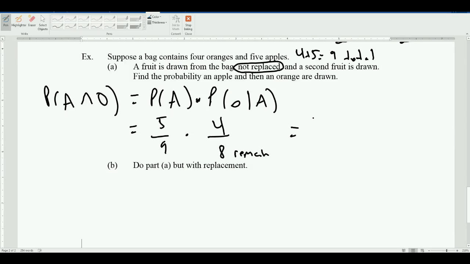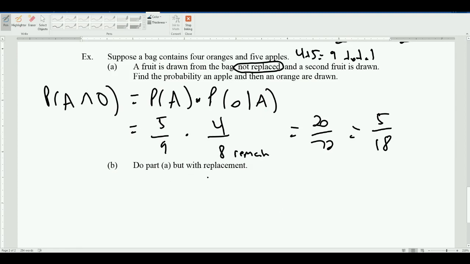So then you multiply across or reduce first, however you want to do it. Use a calculator. It doesn't matter to me. 4 are going to 25 times. And 4 are going to 72, 18 times. So there's your answer. Or you can use the decimal.